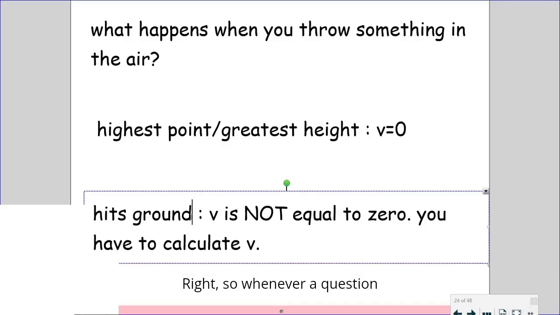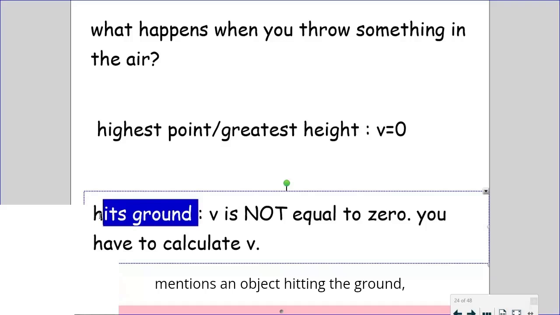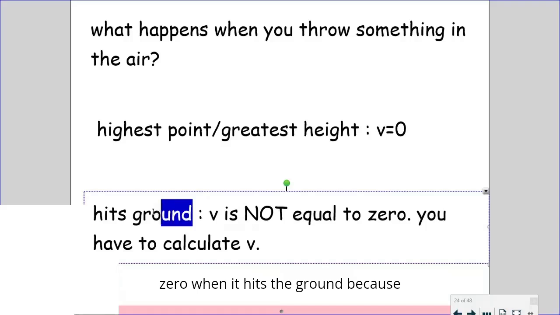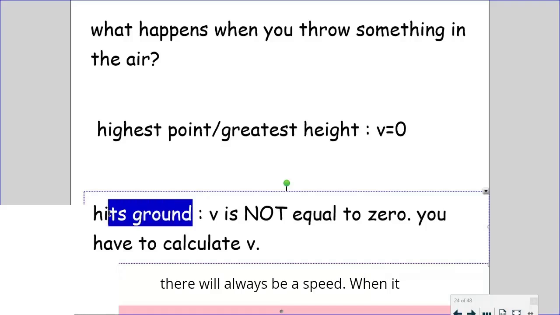So whenever a question mentions an object hitting the ground, you cannot say that v is equal to 0. Do not model the speed as 0 when it hits the ground, because there will always be a speed when it hits the ground, and often a question will say find the speed that the object hits the ground. So don't assume just because an object has hit the ground, the speed suddenly becomes 0. That's not true. Whenever an object collides with the ground or any surface, it will take some time to come to a stop.